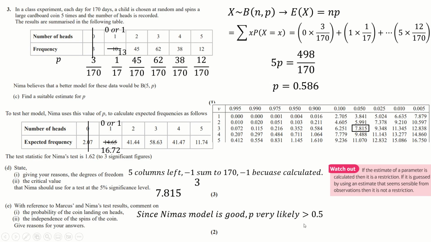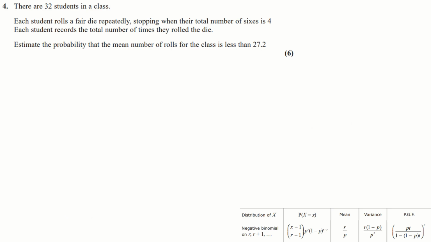And so p is very likely bigger than 0.5, I guess, is what I've said here. Oh, hang on, now I'm answering this question here, aren't I? Sorry, with reference to the model, comment on the probability of it landing on heads. Because Nima's model is so good, it's very likely p is bigger than a half, is what I said. And then the independence of the spins of the coin. Well, because the binomial estimated this very well, and the binomial needs independence, that means it's very likely that this has independence as well, is something that you can also say about that. I think that's how it works anyway.